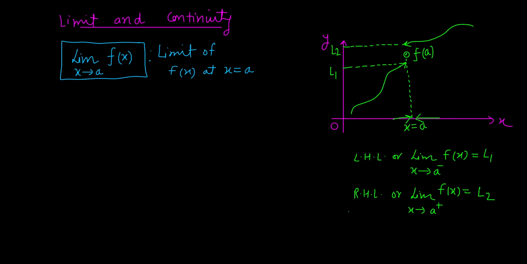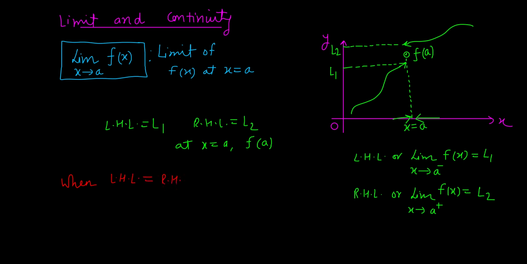So in this particular example we have taken L1 as the left hand limit and L2 as the RHL. We note here that L1 and L2 are not equal, and also the function value at x equal to a, that is f(a), is different from these two values L1 and L2. So in this case the function is neither continuous nor does its limit exist. So when do you say the function's limit exists? When the left hand limit, LHL, is equal to the right hand limit, RHL.